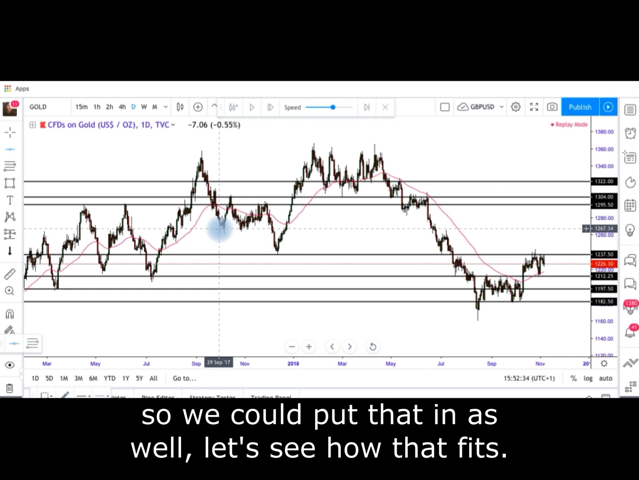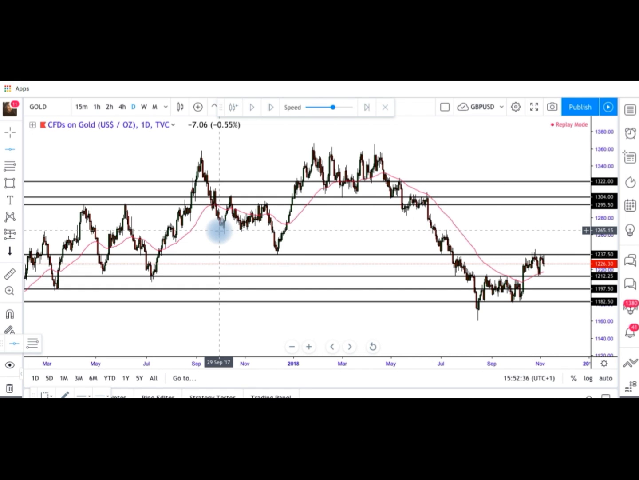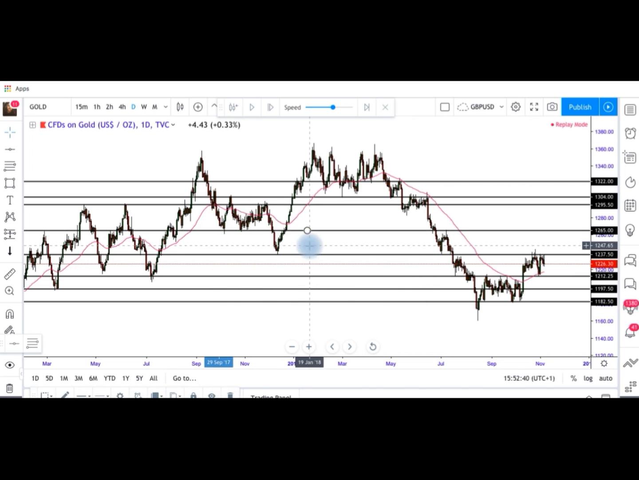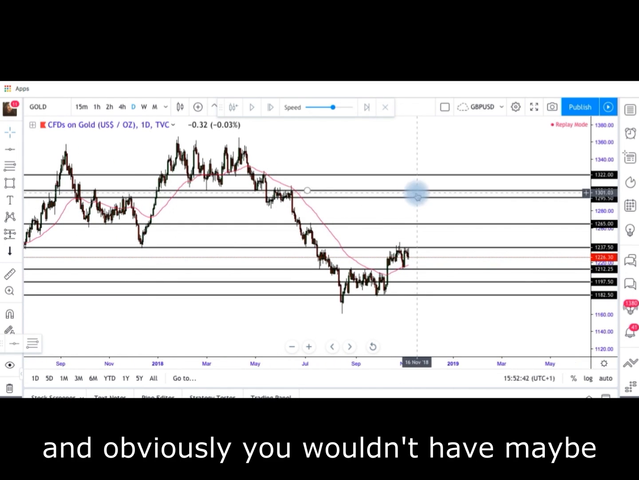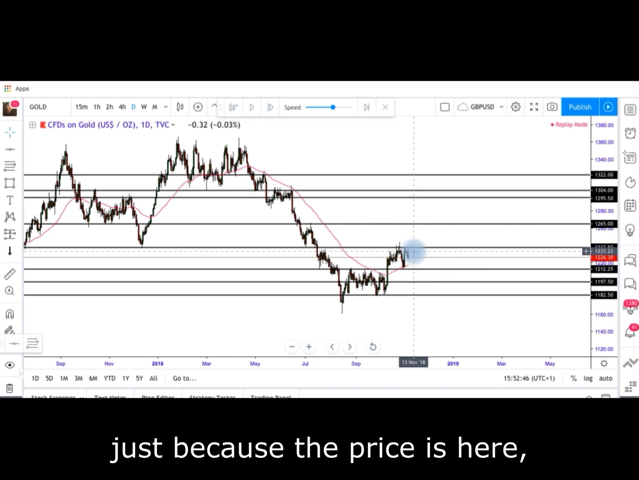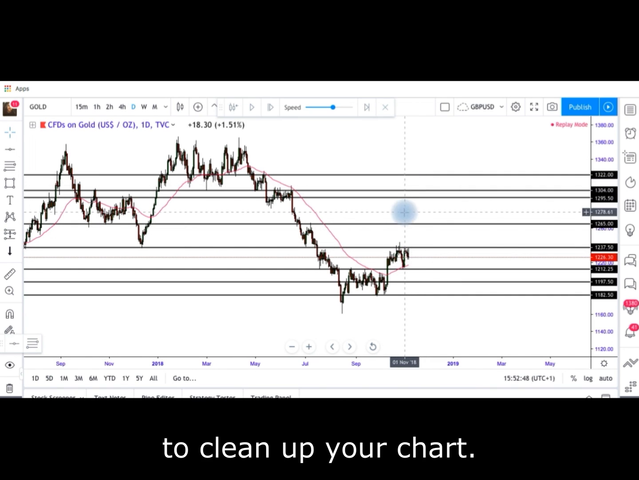Let's see how that fits. 12.65. Now this looks like a lot of lines, and obviously you wouldn't have maybe all these lines on here right now just because price is here. You probably just have like the next two to clean up your chart.